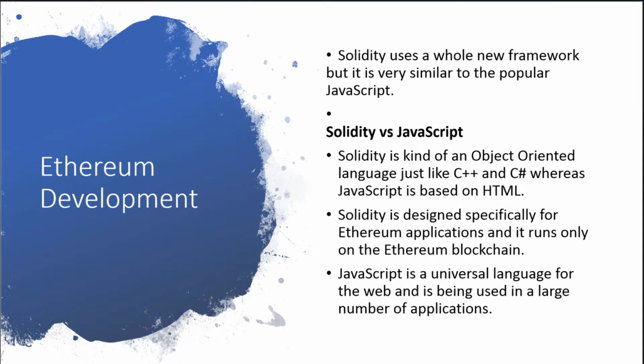When it comes to comparing Solidity to JavaScript, Solidity is an object-oriented language, just like C++ and C. JavaScript is based on HTML. Solidity is designed specifically for Ethereum apps, and it runs only on the Ethereum blockchain. So once again, if you're going to write in Solidity, it's going to be for the Ethereum blockchain. JavaScript, of course, your developers could use anywhere, however they so choose. And again, if you're going to write a front end, then this is a good approach.